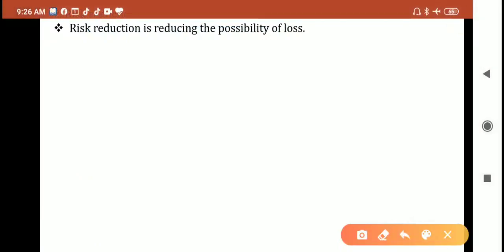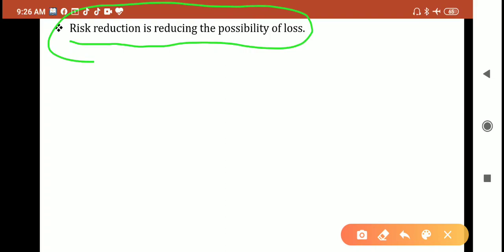And next, second method to avoid the risk is risk reduction. Risk reduction is reducing the possibility of loss. So here risk reduction is reducing the possibility. You are going to reduce the possibility of a risk happening.